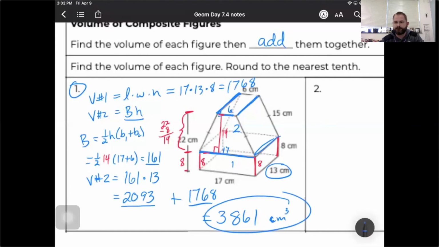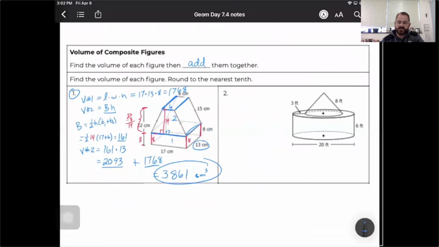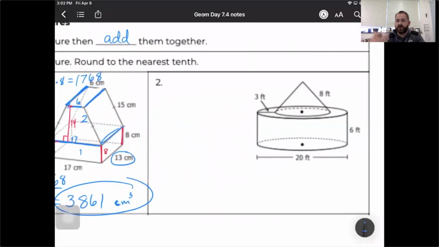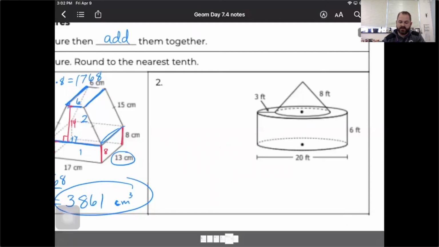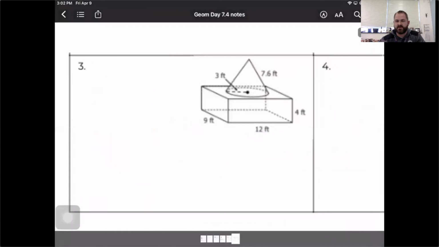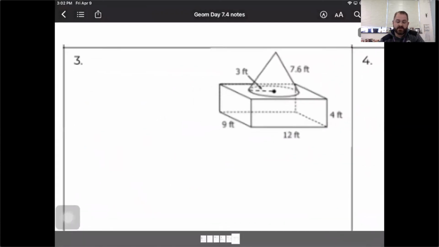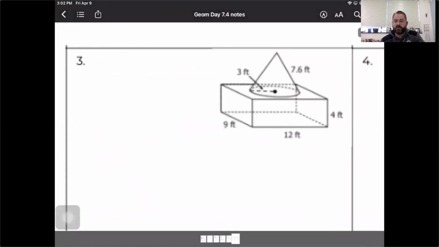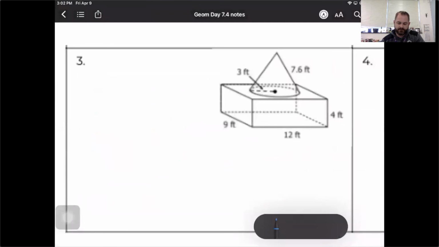Okay. All right, we are actually going to skip this next example. We would do the volume of the cone plus the volume of the cylinder. We're going to skip that one and go to just one final example. Okay, one final example here. We're just going to do number 3. That means we're also going to not do number 4. This is very similar to what we skipped though. This would be the volume of a cone plus the volume of this rectangular prism. The volume of the rectangular prism is a little easier to find.